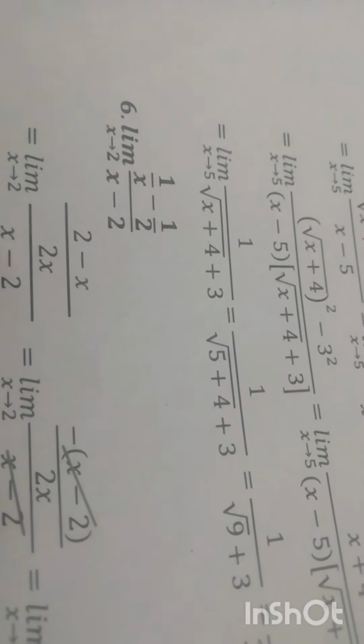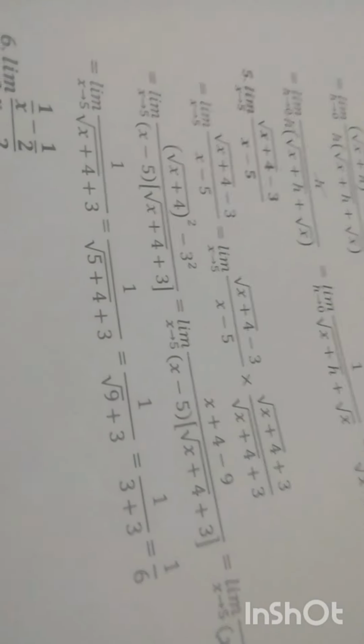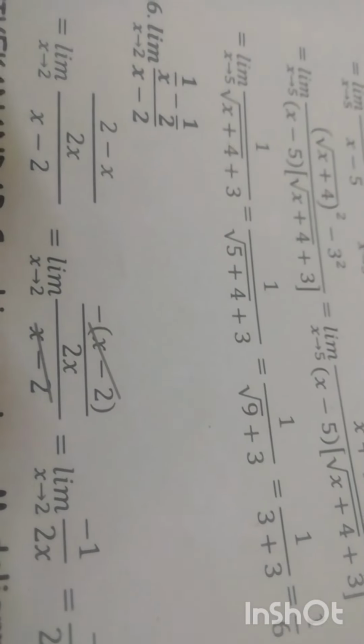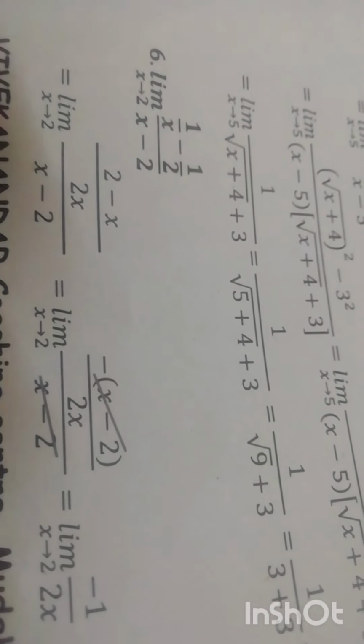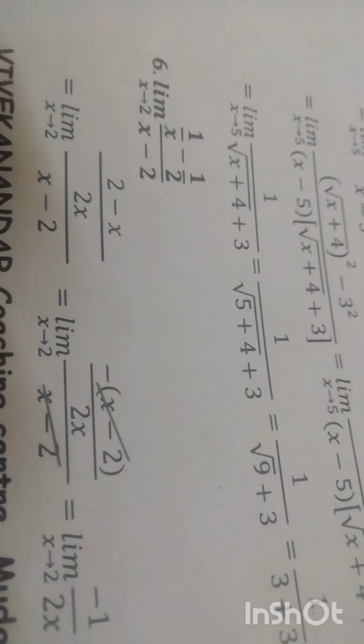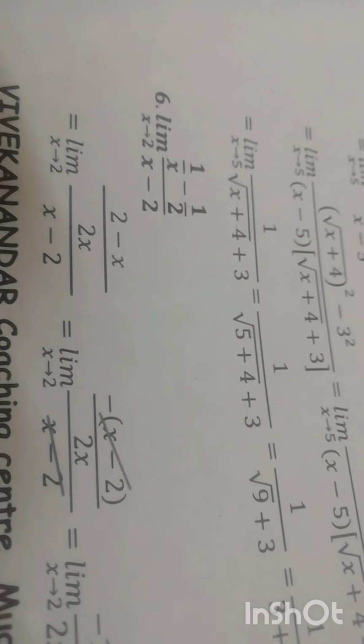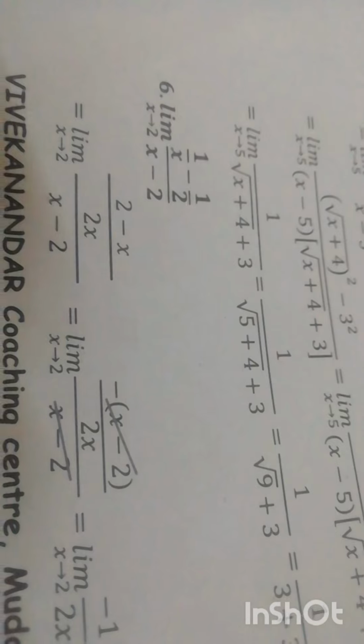Limit x tends to 2, (1/x minus 1/2) divided by (x minus 2). Okay, in this form we can take the LCM. 1/x minus 1/2 is there, so the LCM is 2x. Take the cross multiplication: 2 minus x.